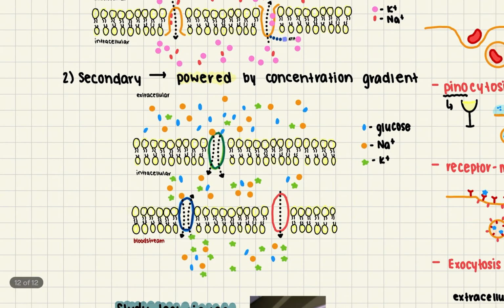So next we will have secondary active transport, which is a little different. Instead of using ATP directly, it uses stored energy in the concentration gradients, usually created by the primary active transport. As you can see in the diagram, the sodium ions move down their concentration gradient. This provides energy to bring in other molecules like glucose at the same time. This is why it's called secondary. It relies on a gradient that is originally created using ATP, but it doesn't use it directly.